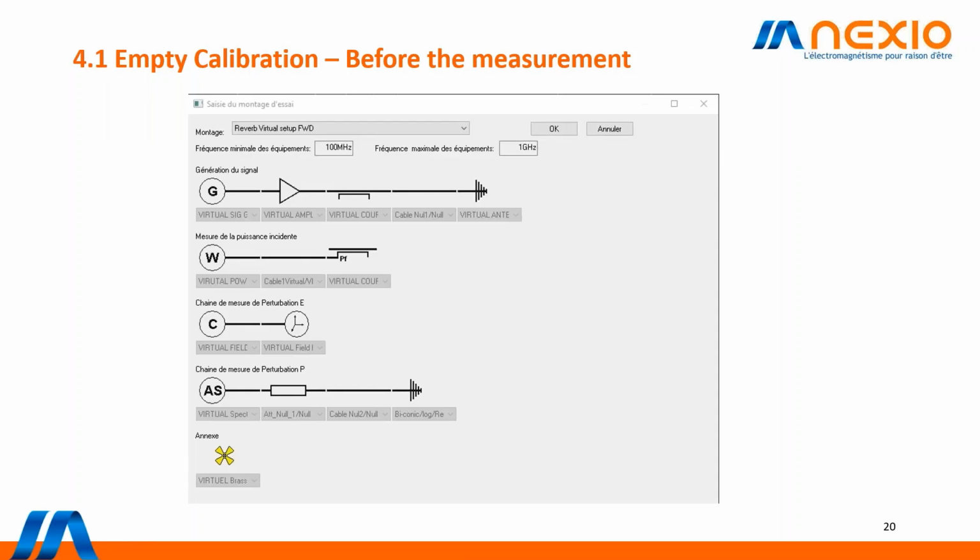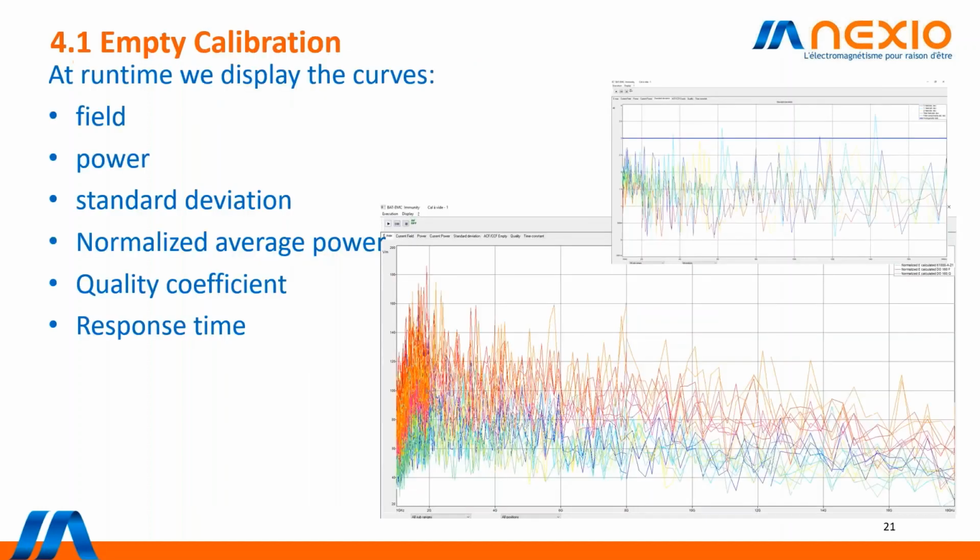So before the measurement, we're going to have to choose the equipment and the equipment setup. And during the execution, we display the measured value of E field and power, maximum on one complete rotation. We display the statistic calculations such as standard deviation, quality factor, time constant.